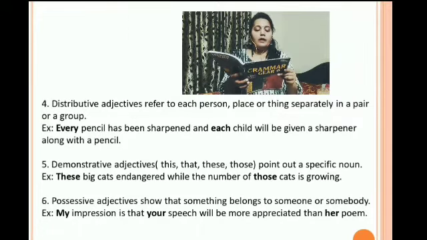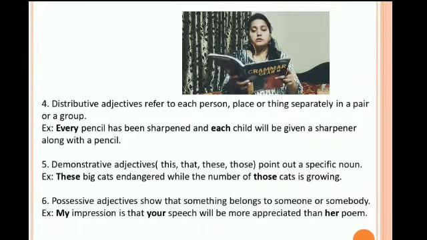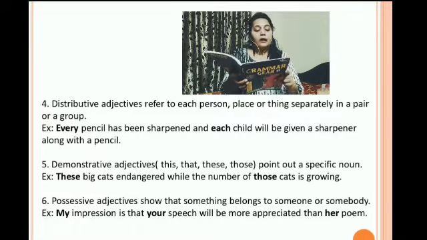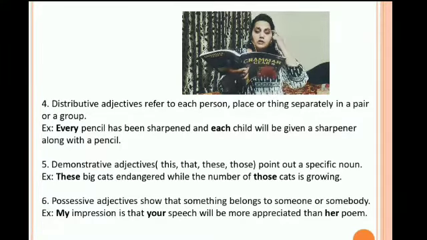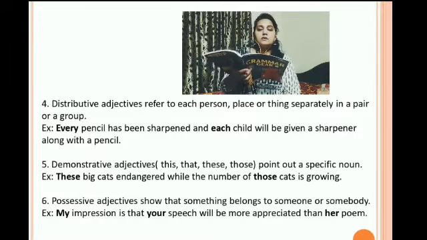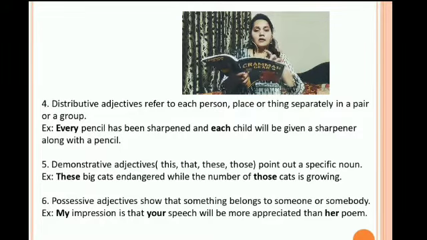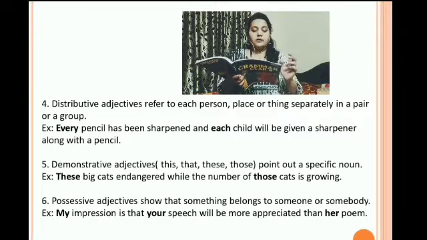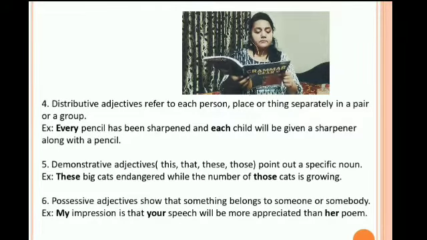They are always used just before a noun. Now, these big cats are endangered while the number of those cats is growing. So here, big cats, which cats? These cats. So these means pointing out those particular cats. So these is demonstrative, and then we have those, which is again a demonstrative adjective.